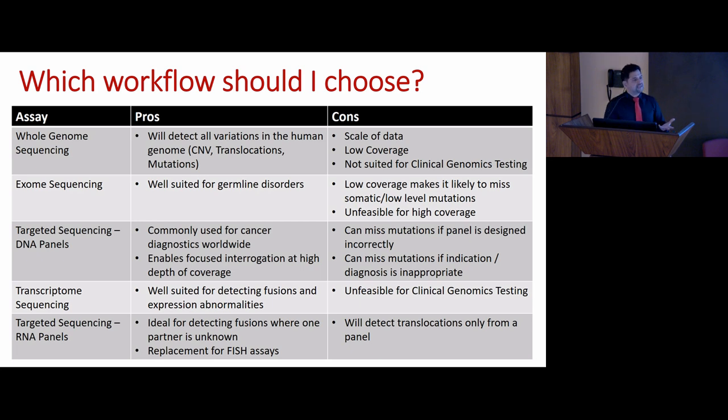Targeted panels can also be made on RNA, where the goal is to detect fusions, and especially these partner-agnostic fusions. I will talk about what they are, and these are now rapidly becoming a replacement for FISH assays. They can detect translocations, but only from a panel. If something is new, you cannot detect it.